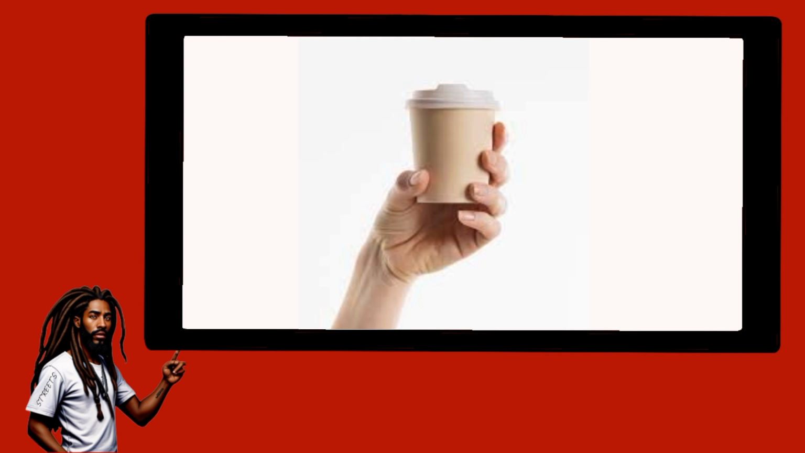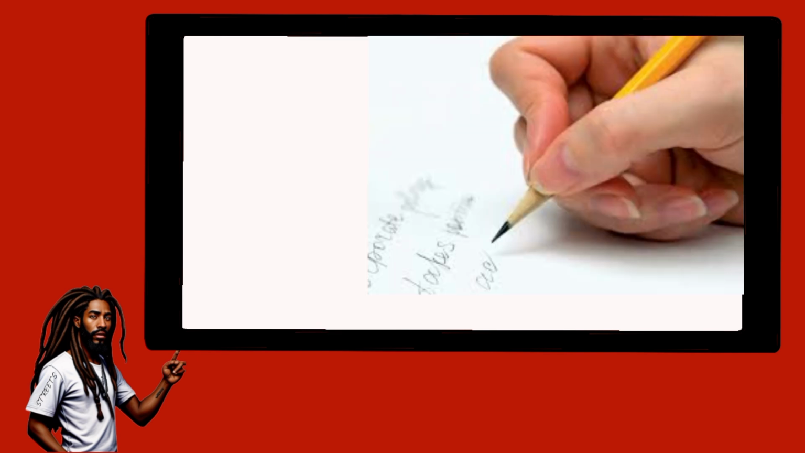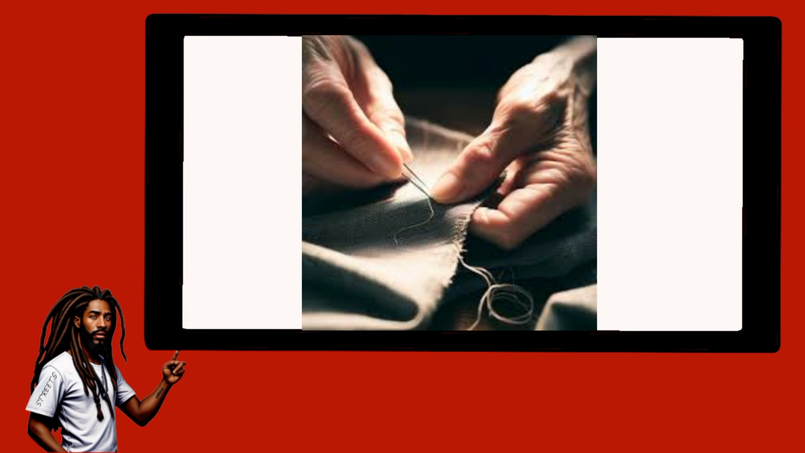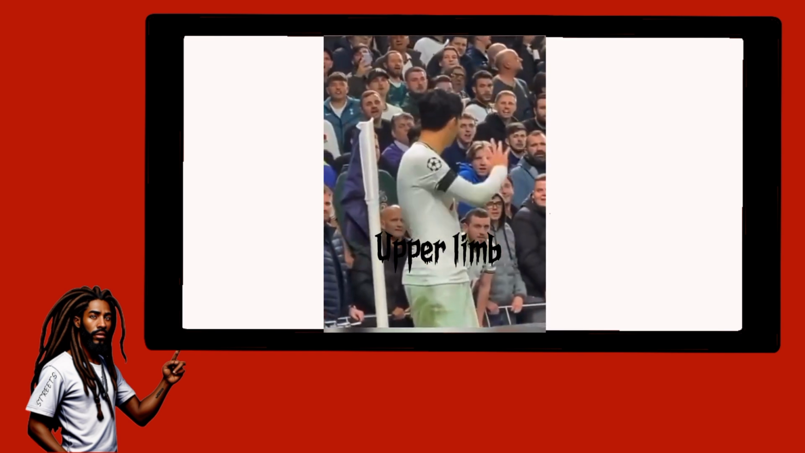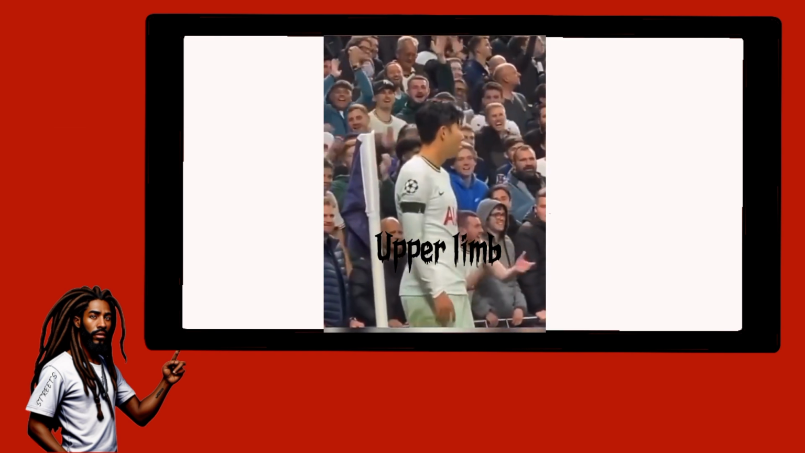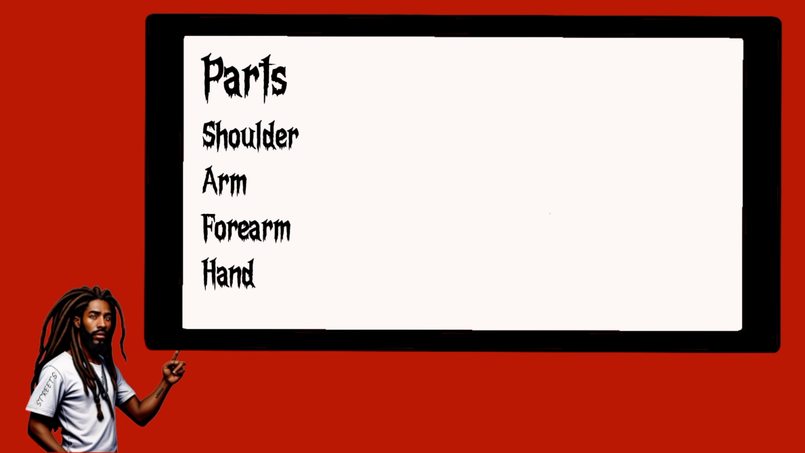It is kind of modified for the function of mobility, so that a person can perform manipulative movement. That is, all those things you can do, tailoring, sewing, all those things, are because of the kind of specialization the upper limb has, unlike the lower limb. The major parts of the upper limb are the shoulder, arm, forearm and hand.